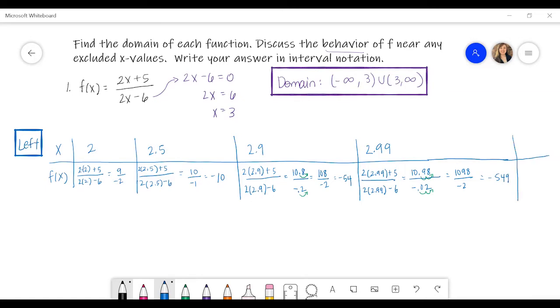Okay. So I would say as x approaches 3 from the left, f of x approaches, these are decreasing pretty significantly, right? Negative 9 over 2 all the way to negative 10, negative 54, negative 549. So I would say negative infinity.